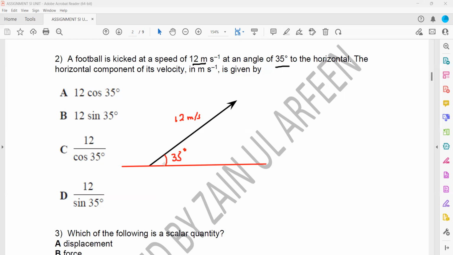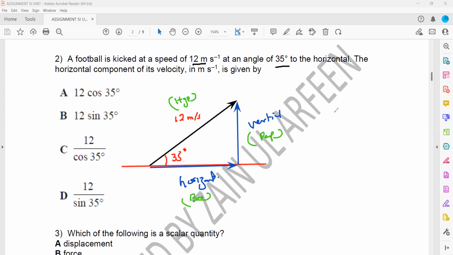There are always two components. The one next to the angle, in this case, is the horizontal, and the one against the angle is the vertical. Now we need the horizontal component. To get it, we will use the trigonometric ratios. This will always form a right angle triangle, which has the hypotenuse, the perpendicular, and the base. If I need the horizontal component, I need the base.